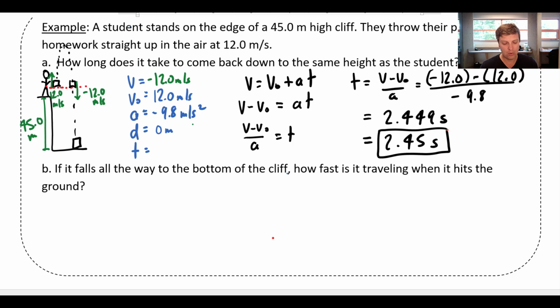The next question is, okay, what if it falls all the way to the bottom of the cliff? So what if it goes up, comes all the way back down, then falls all the way down to the bottom of the cliff?